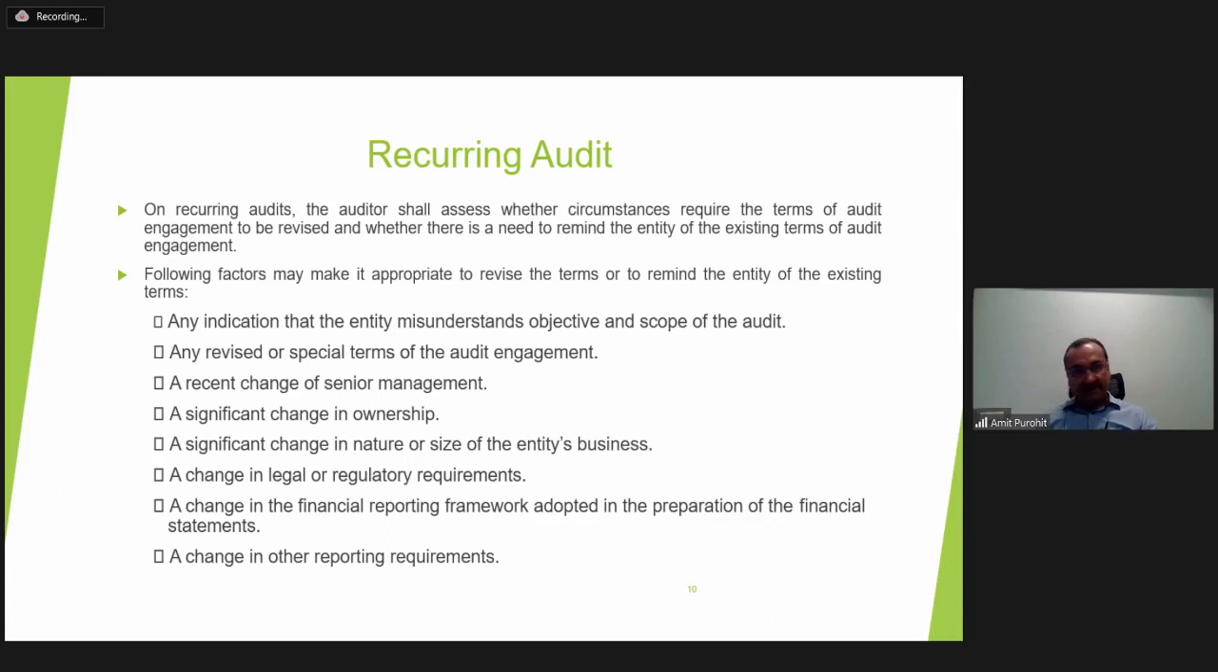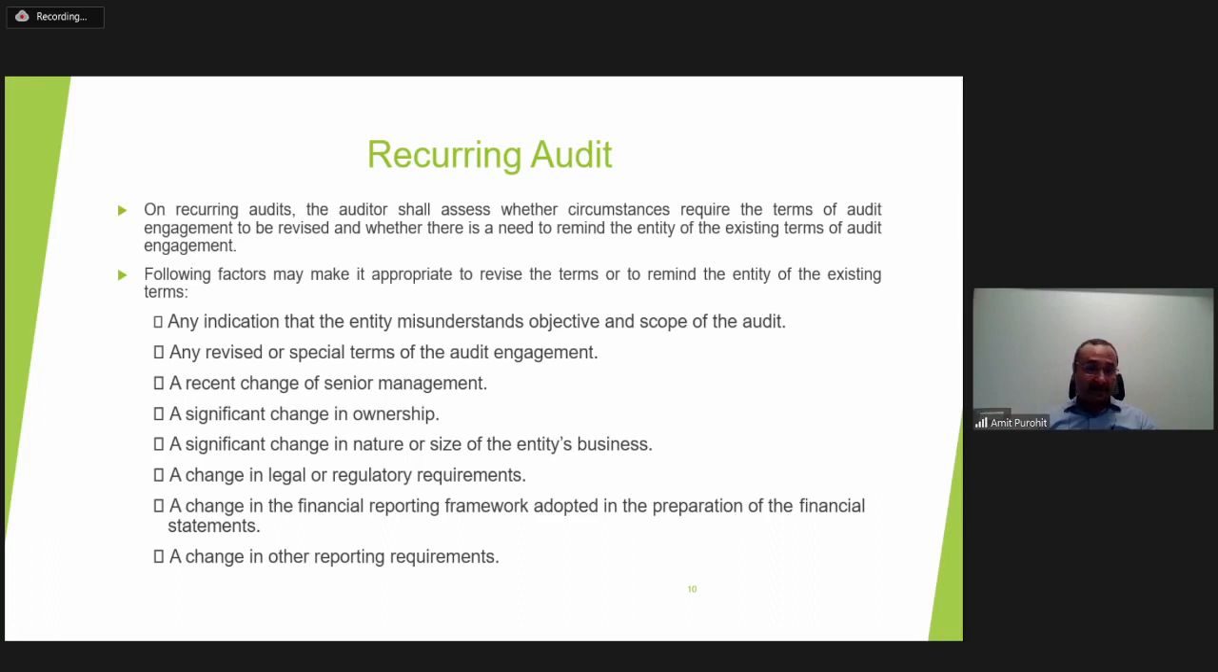So these are the factors: any indication that the entity misunderstands the objective and scope of the audit, any revised or special terms of the audit engagement, any recent change in the senior management. So say for example, if there is a recent change in the senior management and the auditor wants to apprise the new management about the terms of the audit engagement, then he may think of issuing a new or revised audit engagement letter. If there is any significant change in the ownership of the entity, it may warrant a new audit engagement letter. A significant change in the nature or size of the entity's business, a change in the legal or regulatory requirements.